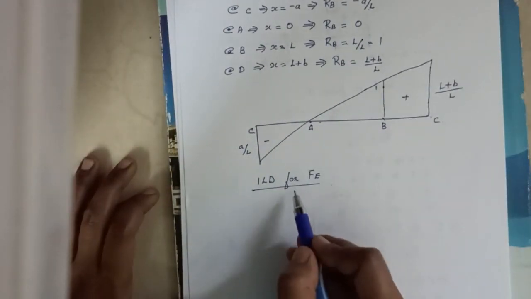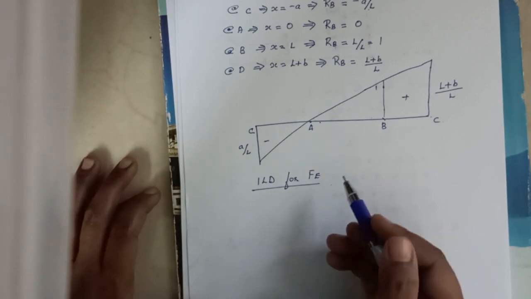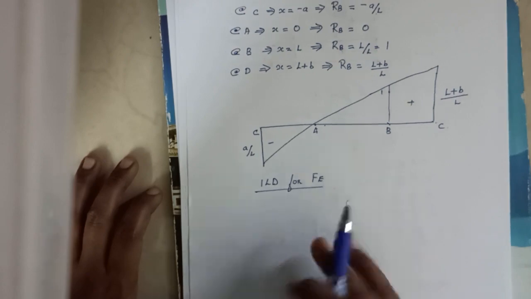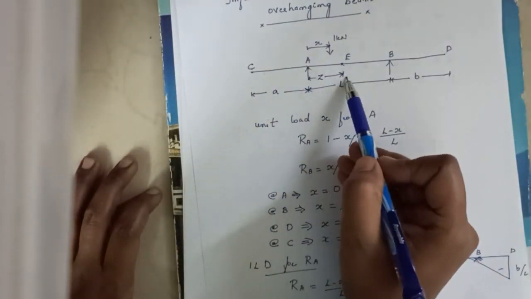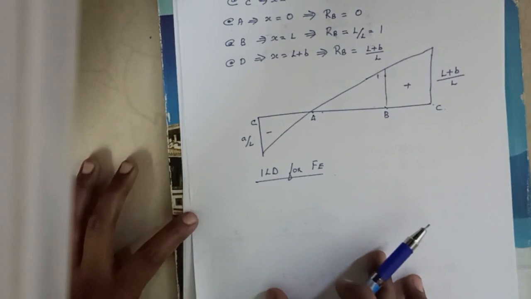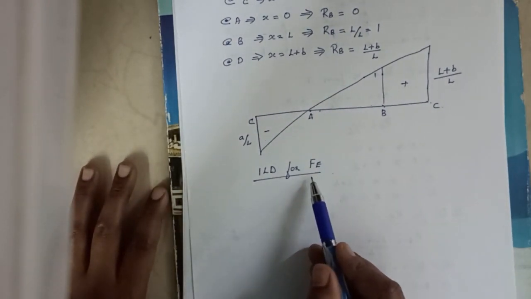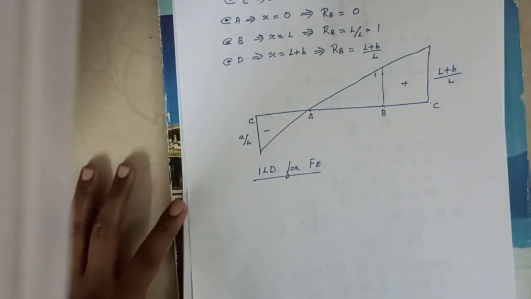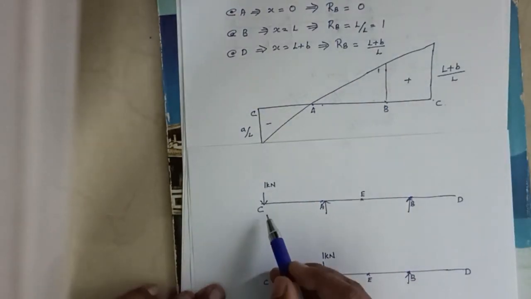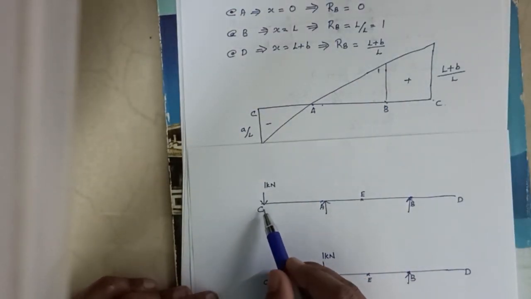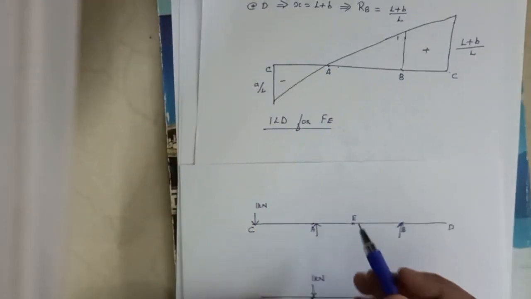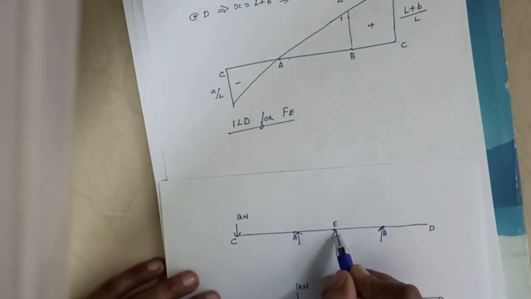Next is the influence line diagram for shear force at E. We know that E is the section which is at a distance z from support A. For drawing the influence line diagram for this shear force at E, you have to consider the different load positions for the unit load. First, consider unit load at the point C. If it is at C, what will be the shear force at E?